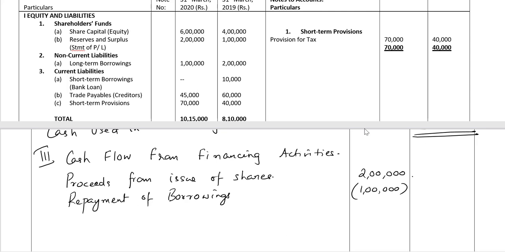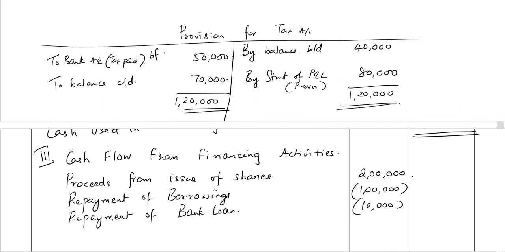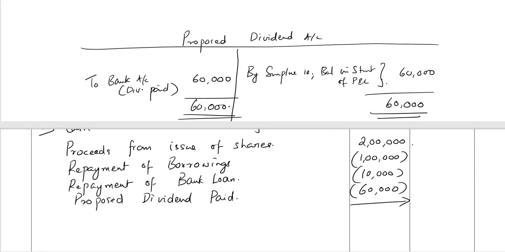The short-term borrowings has decreased from 10,000 to nil. So repayment of the bank loan, 10,000 rupees. And let's check out the dividend paid from the provision for proposed dividend. Proposed dividend paid, 60,000 rupees. Items are done in financing activities. The net answer is 30,000 rupees, cash flow from financing activities.